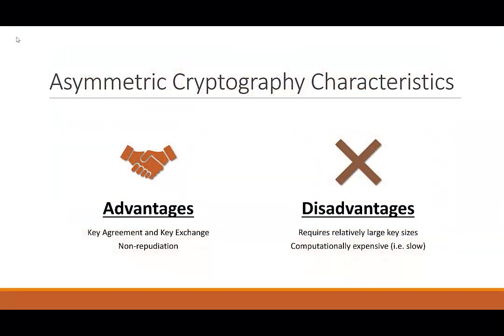So here are some characteristics of asymmetric cryptography. Some of the advantages are that asymmetric cryptography typically supports key agreement, which is basically two individuals coming to an agreement on the same symmetric key. And there are protocols like Diffie-Hellman that allow users to do that over an insecure network. And there's key exchange. Key exchange allows you to basically share a key over an insecure medium.